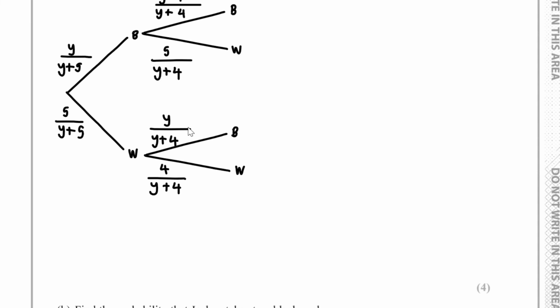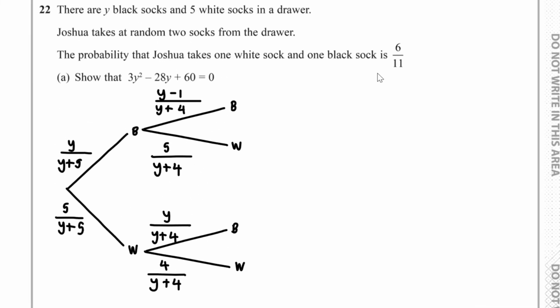Now, the probability that he takes 1 white and 1 black is equal to 6/11. So the probability that he takes a white sock and a black sock is 6/11. So one way we can do that is taking a black, then a white, or we can take a white, then a black. And of course, this is equal to 6 over 11.